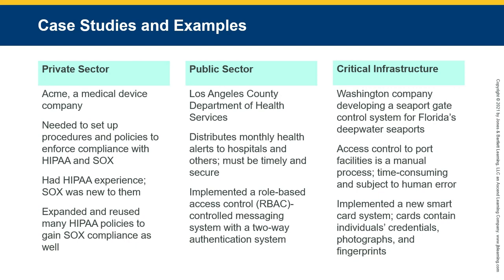Washington's critical infrastructure: a company developing a seaport gate control system for Florida deepwater seaports. Access control to port facilities is a manual process, time-consuming and subject to human error. They implemented a new smart card system containing information, credentials, photographs, and fingerprints.